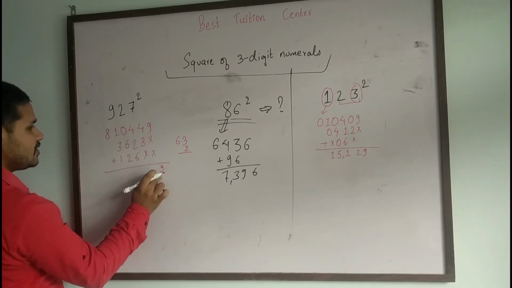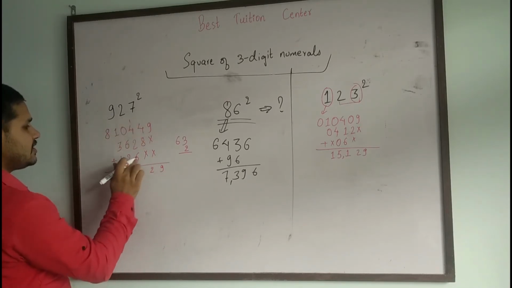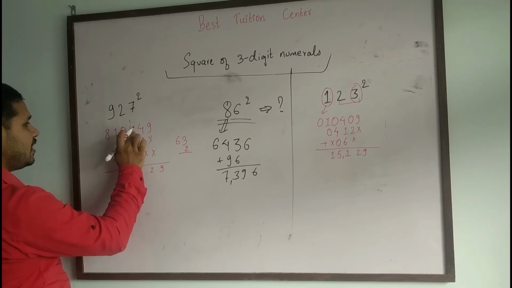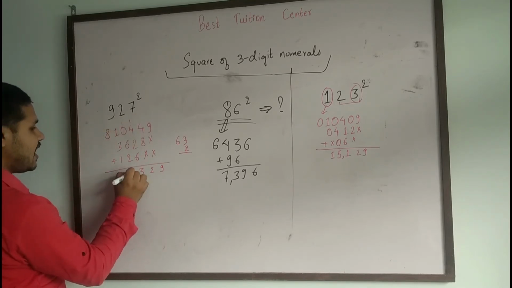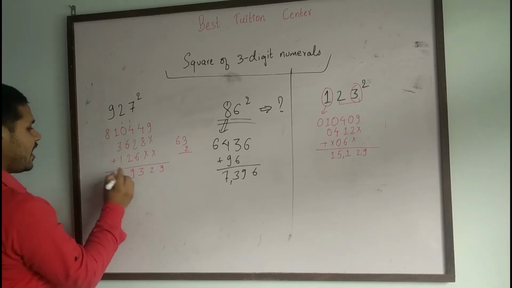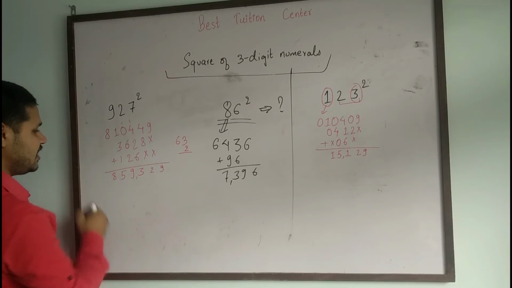So 9 plus nothing is 9. 8 plus 4 is 12. Carry over is 1. 6 plus 4 is 10, 12, 13, right? Carry over 1. 8 is 9. 3, 4, 5 and 8 at the first. So let's give the comma.